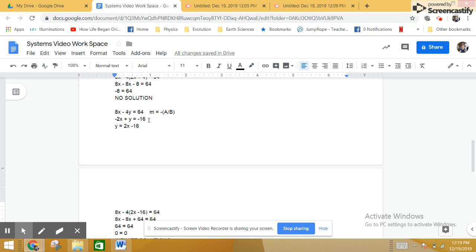So both equations have the same x-intercept, same y-intercept, same slope. They are the same line. They are on top of each other with an infinite set of xy points that make that line true. I hope that's been helpful.